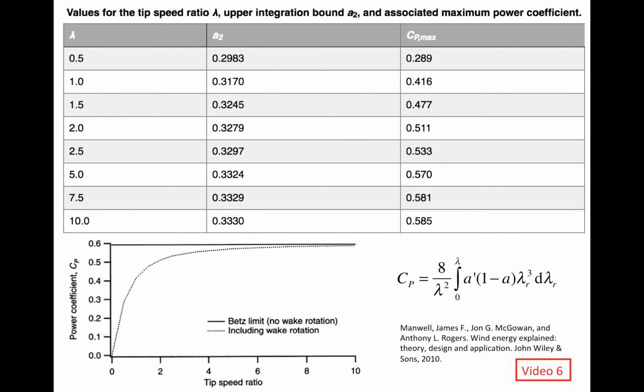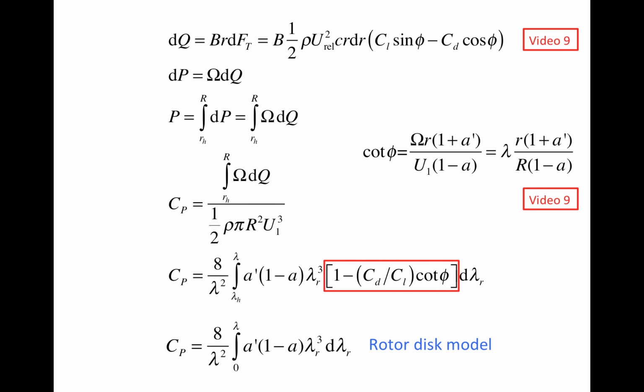The rotor disk model that we discussed in video 6 only accounts for the conservation of linear momentum, which is inherited from the actuator disk model that we discussed in the 5th video, and also the conservation of angular momentum by taking into account the rotation of the wake. So the rotor disk model just accounts for these two conservations, the linear and the angular momentum. But the BEM theory is much closer to reality than the rotor disk model.